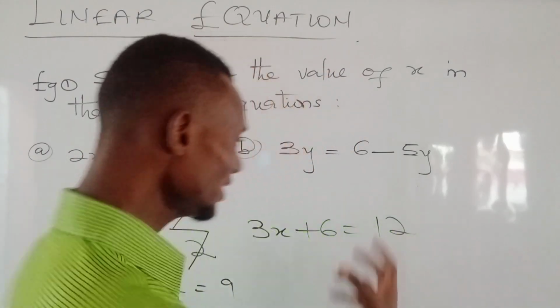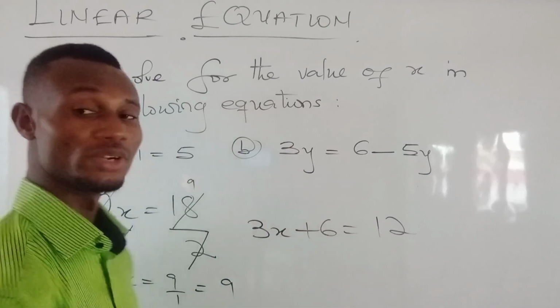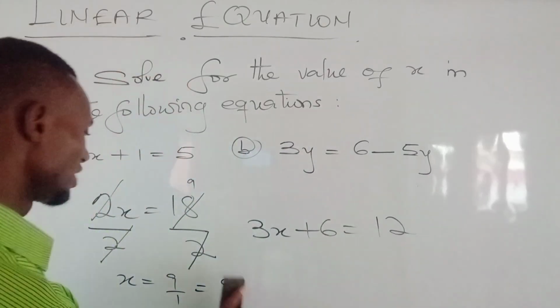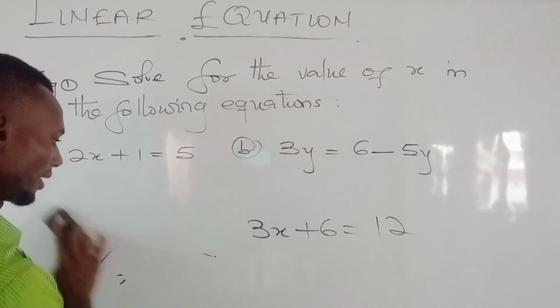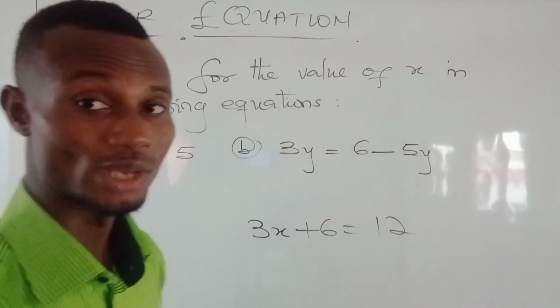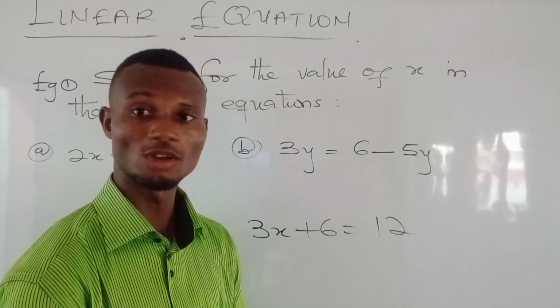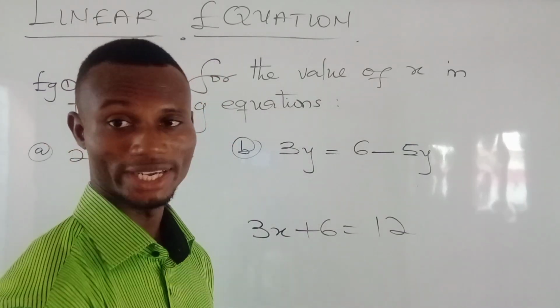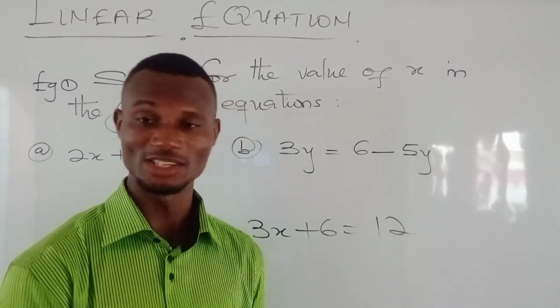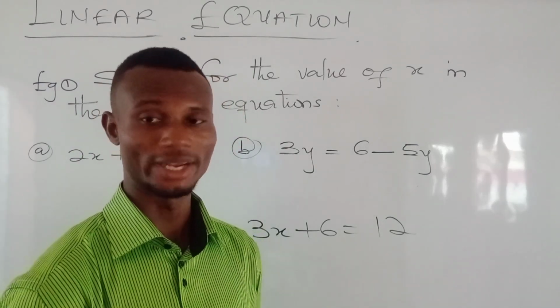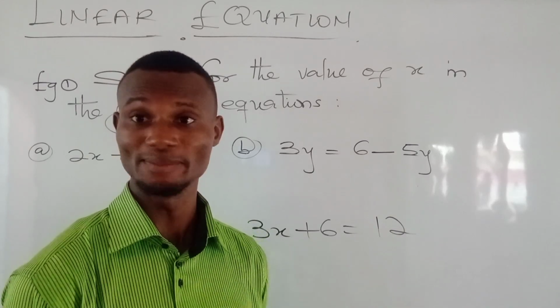Let me go ahead and do this one with you before we tackle the examples that I have on the board. Let me clean this one. So I have 3s plus 6 equals 12. We are solving for s in this equation, and solving for s simply means you are making s stand alone. That's how to understand it in the simplest form.